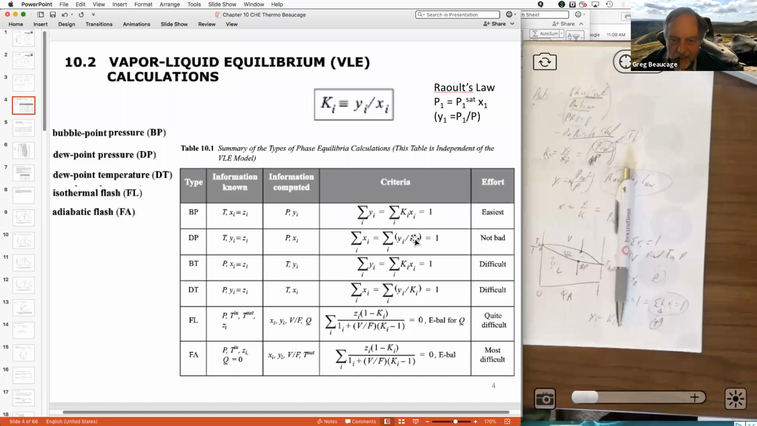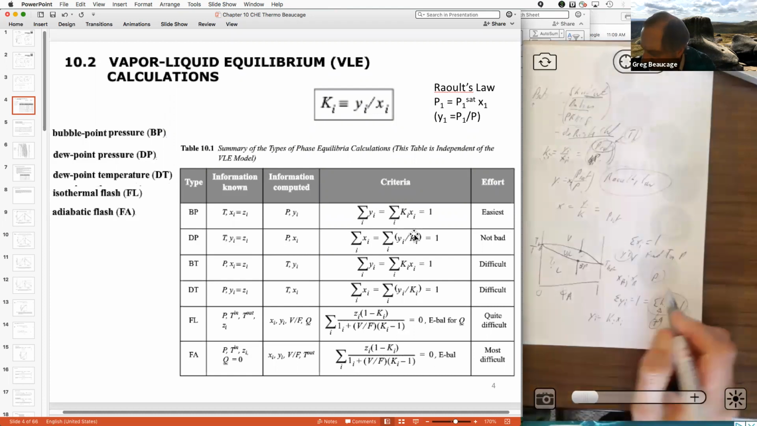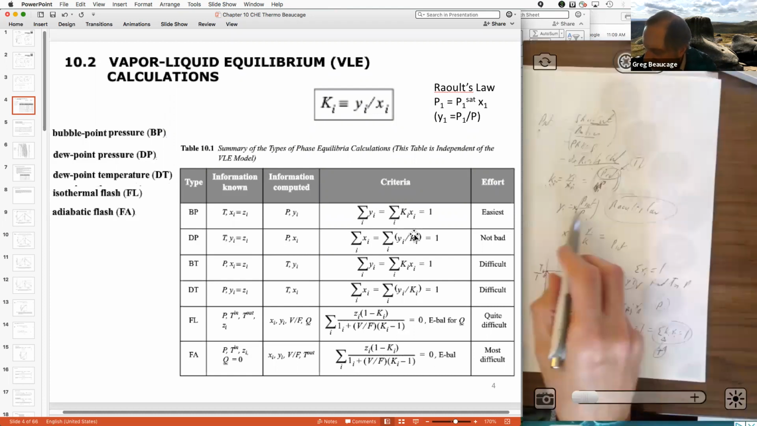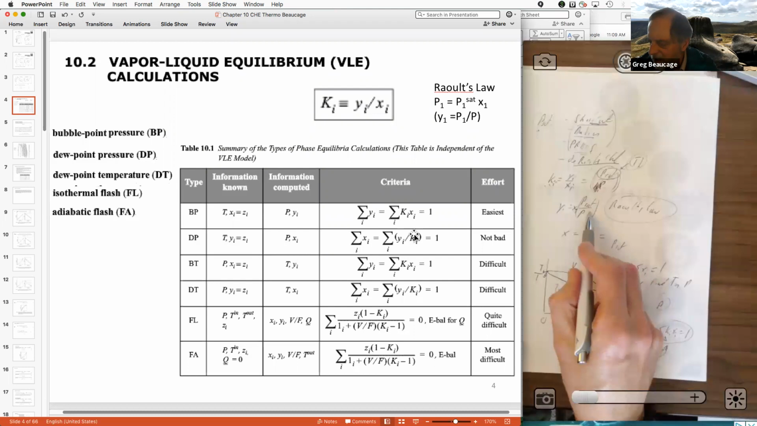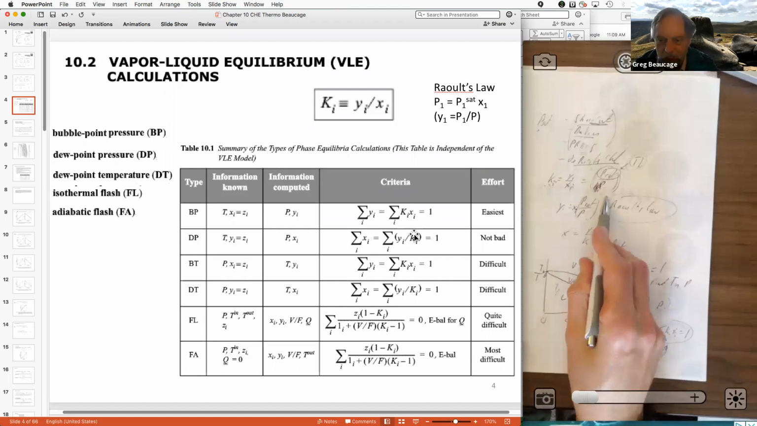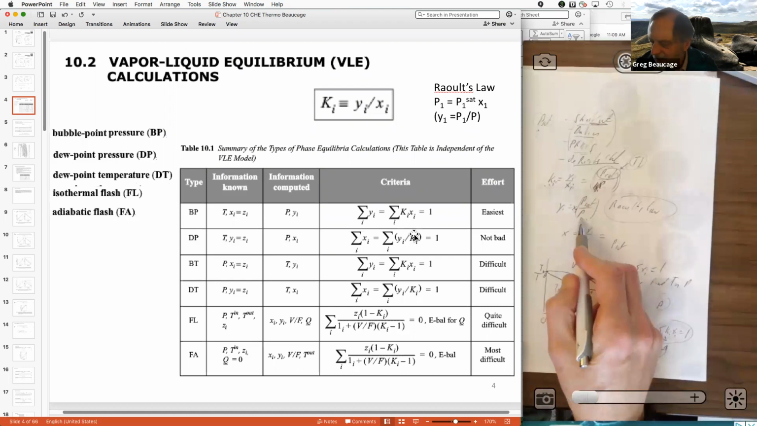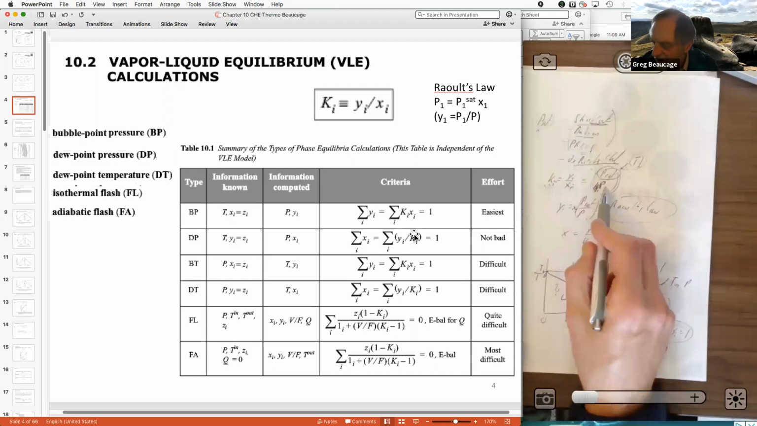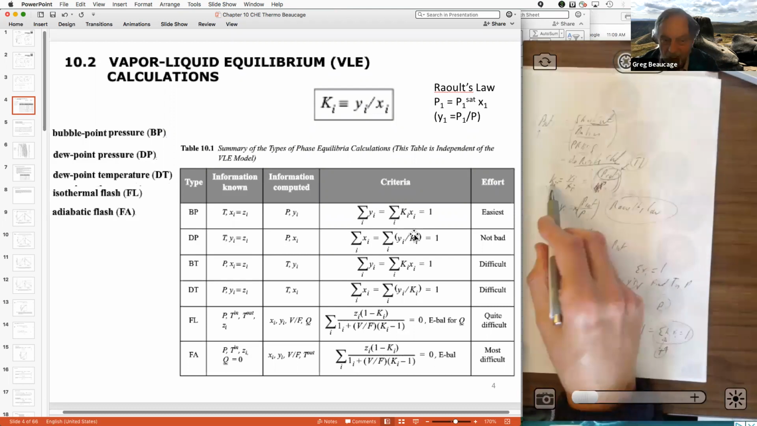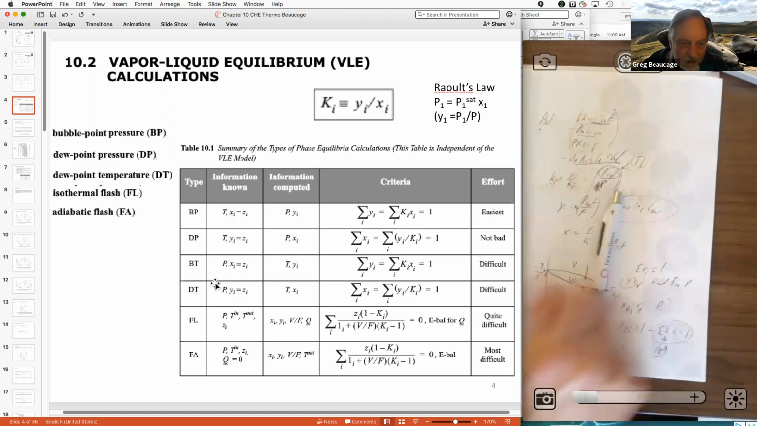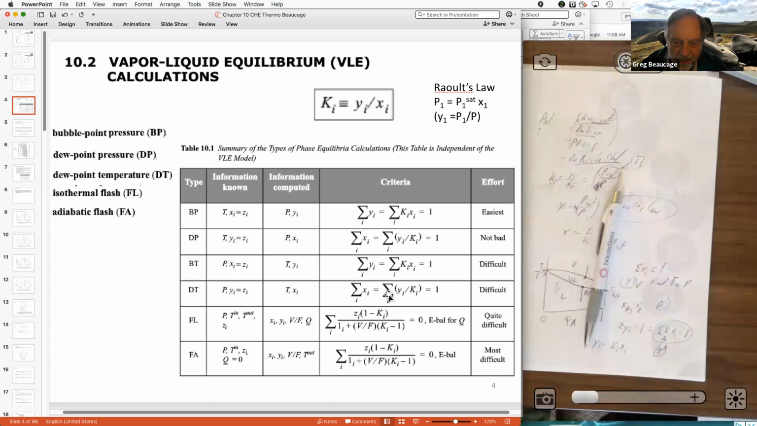The k will depend on the pressure because you have this k as p sat over p, and p is changing. Right, so you calculate p sat for your fixed temperature and just vary p. So k is going to be p sat over p, so you just vary p until the k gives you the right sum of x equals 1. Right, so there's a variety of these, but they're basically in these 6 categories.